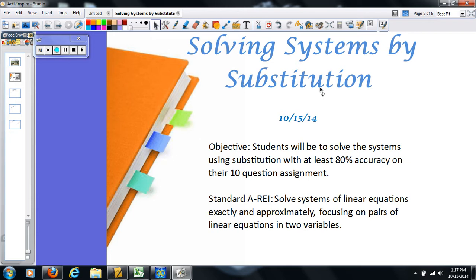So today we looked at solving systems of equations yesterday, or this last couple of days. We looked at them in the area of solving them by graphing. Now we're going to look at solving a system by substitution. This is also known as the substitution method. This is one way that we could solve systems of equations. The objective is that students will be able to solve the systems using substitution with at least 80% accuracy on their 10-question assignments.